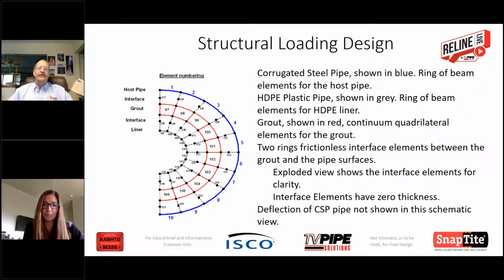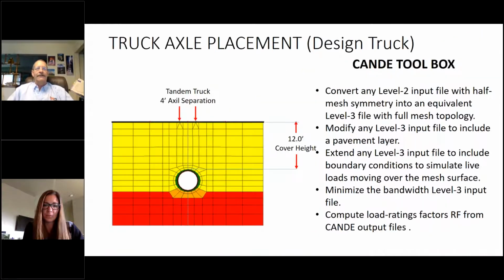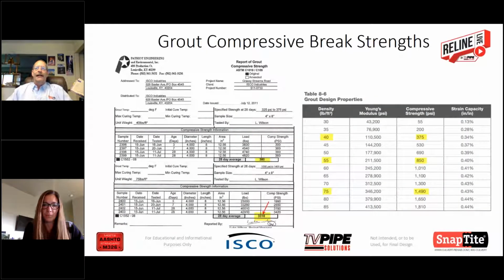When we're doing the evaluation, we assume a frictionless interface between the grout and the host, and between the grout and the liner. And we know that friction does occur, so that makes this a very conservative analysis. We can also allow for modeling for H20 and H25 traffic loads. And when we go through the LRFD analysis, we're entering these as our compressive strengths. And I asked how we knew those were the compressive strengths for the grout formulations, and they said, well, that's what the manufacturer tells us.